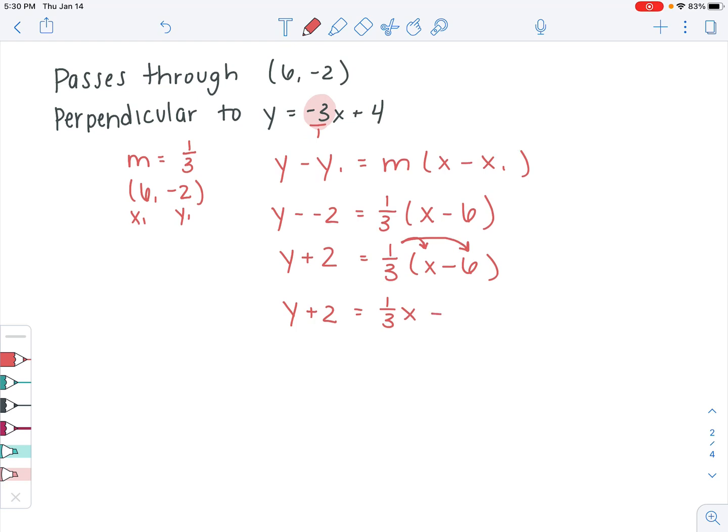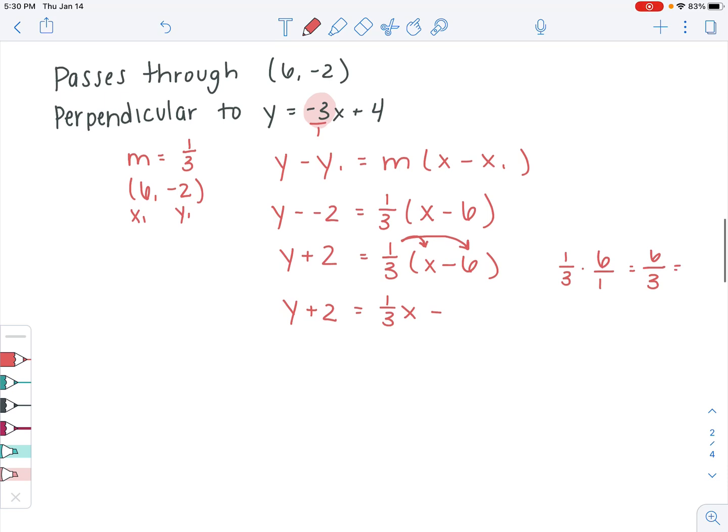minus 1/3 times 6 is the same thing as saying 1/3 of 6, or you could also say 1/3 times 6 over 1, and you go straight across. So 1 times 6 gives me 6. 3 times 1 gives me 3. 6 divided by 3 is 2. So this is really 2.